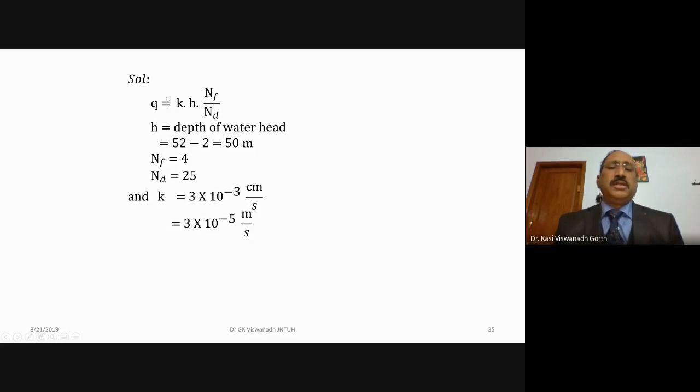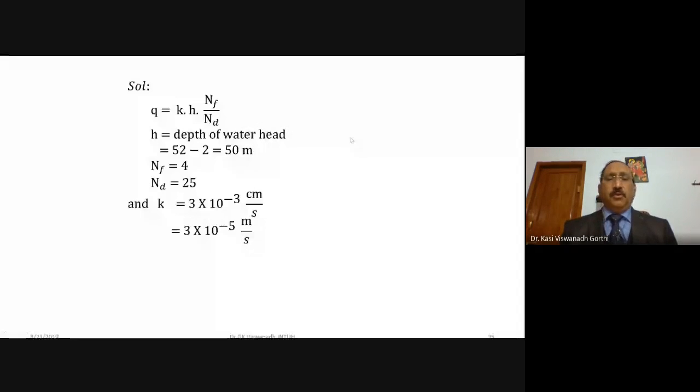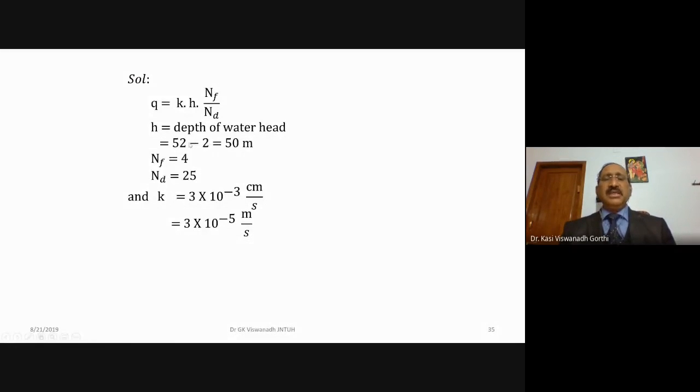So the discharge Q is equal to K H into NF by ND. H is the depth of water, the head causing flow. It is given in the problem that the height of the dam is 52 meters, of which 2 meters is the freeboard. So the head causing flow H would be equal to 50 meters. NF is 4, ND is 25. K is 3 into 10 to the power minus 3 centimeters per second, given in the problem. That means 3 into 10 to the power minus 3 into 10 to the power minus 2 meters per second.